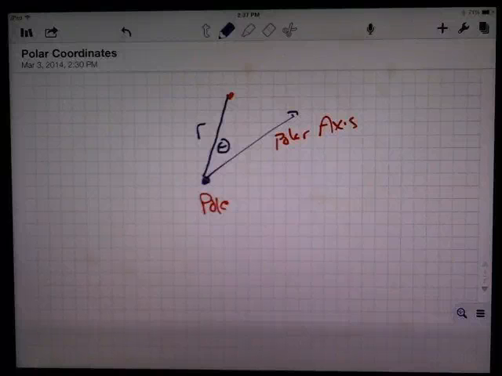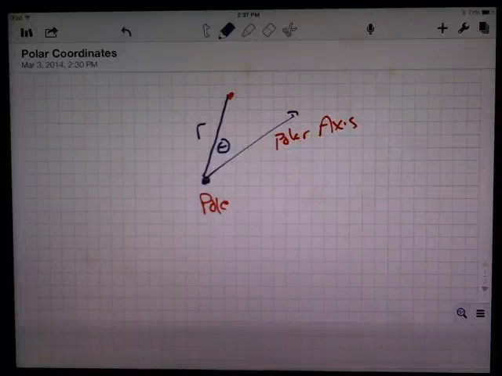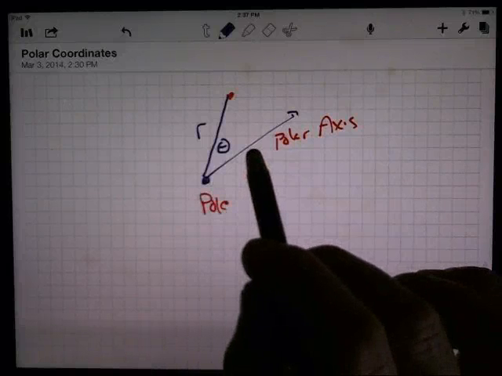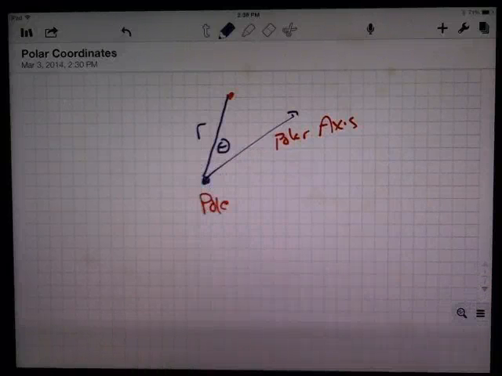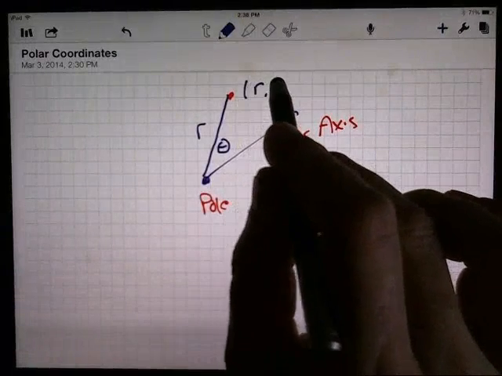The polar axis can be in any direction, the pole can be anywhere, right? But as soon as you choose a pole and a polar axis, then you've determined how you're going to measure your angles. So the coordinates of this point would be r comma theta.